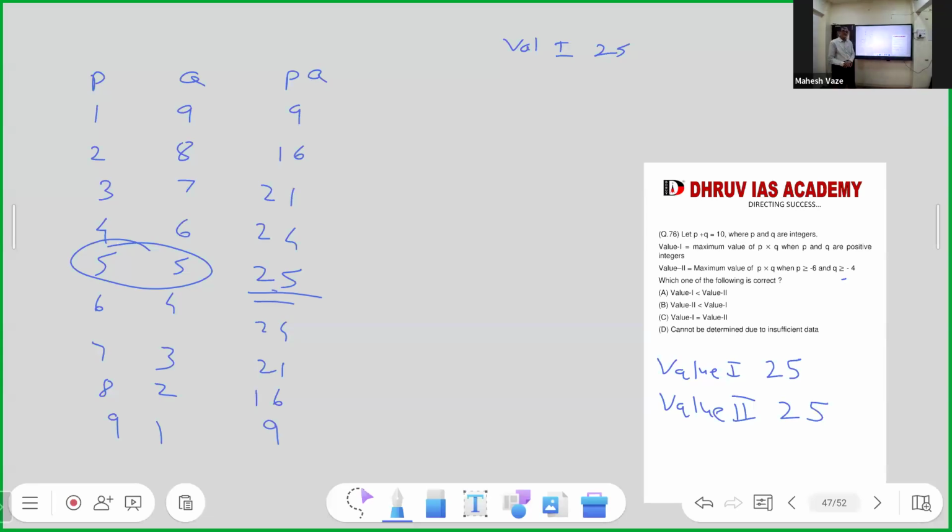So that means option C here. So number line and number system. Again, this question is based on that. So value 1 equal to value 2.